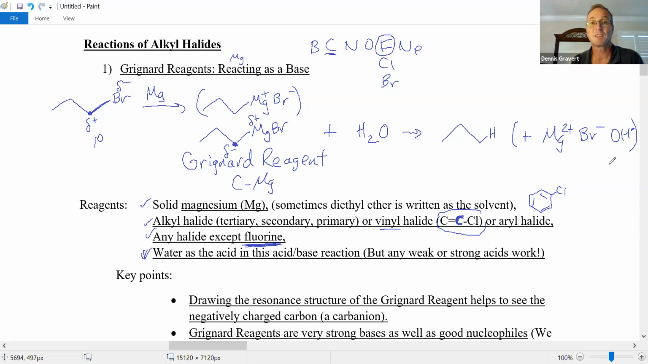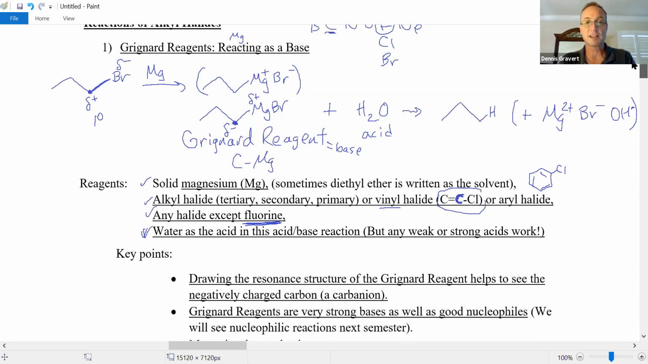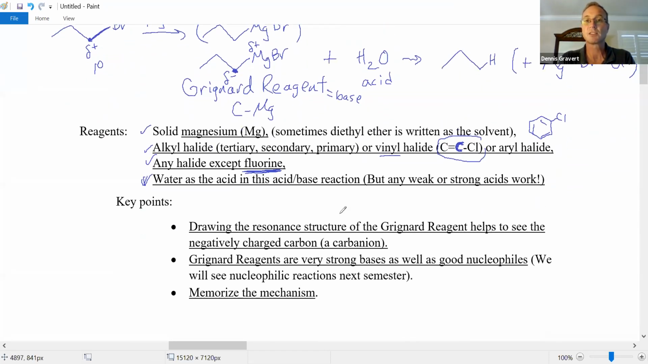Cool. There you go. And this last step is an acid-base step. This is the acid, the Grignard is the base. There's some key points down here. Drawing the resonance structure of the Grignard reagent helps us see the negatively charged carbon. Negative carbon is called a carbanion, an anion of carbon. I'll show you that in a second.